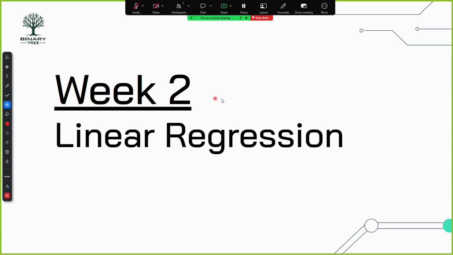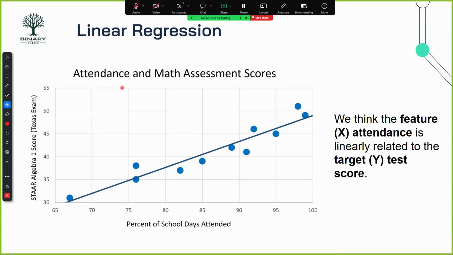As we discussed last time, we talked about different types of variables and briefly looked at the correlation coefficient, which is a huge part of linear regression. So let's take a chance to look at this example of linear regression. This is showing a graph of a student's math assessment score versus the percent of school days attended.